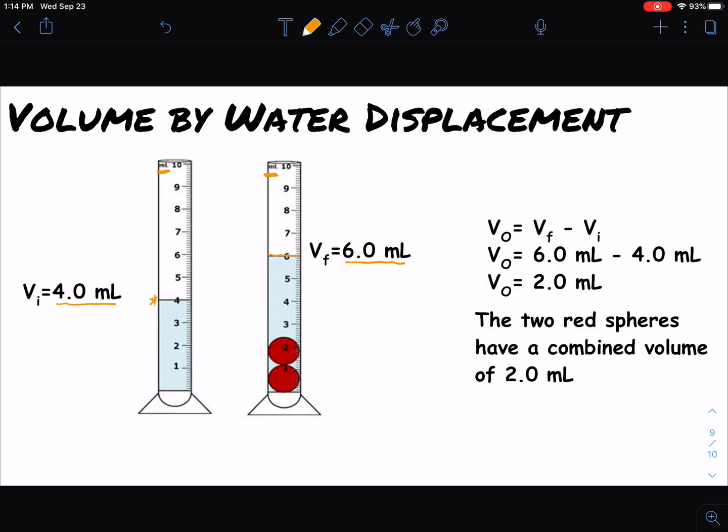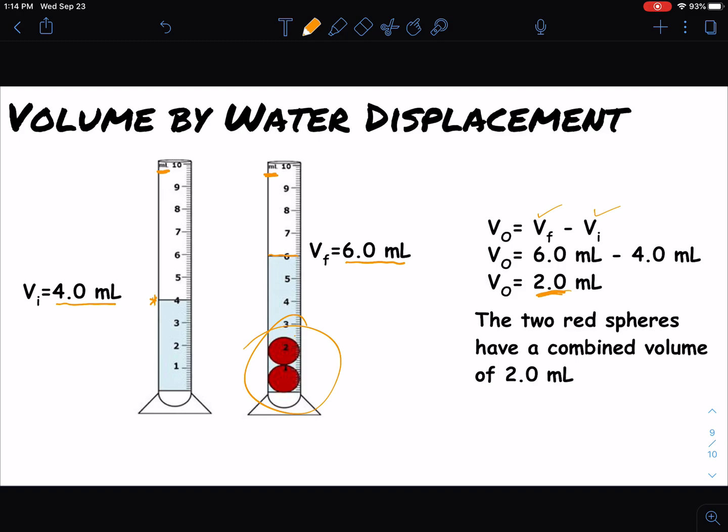So then all you got to do is subtract. To find the volume of the object, in this case the objects, you take VF minus VI. VF is 6, VI is 4. So you take 6.0 minus 4.0, it gives you an answer of 2.0 milliliters.